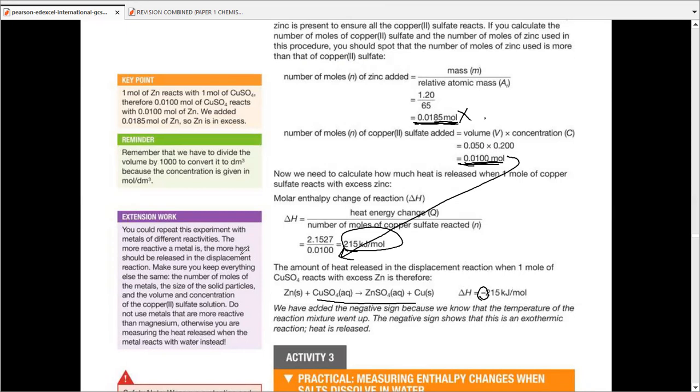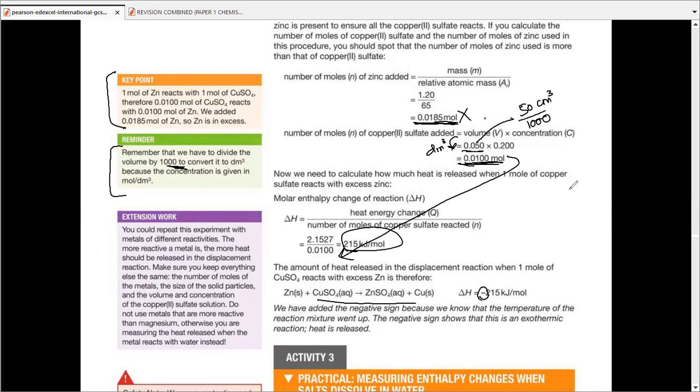I've already explained the key point of excess and limiting. I've already explained the 1,000 part in the moles chapter, that we convert this 50 cubic centimeter. We divide it by 1,000 to get a value in decimeter cube, and decimeter cube is the standard unit that we work with in volume. I've also explained it back in the moles chapter.